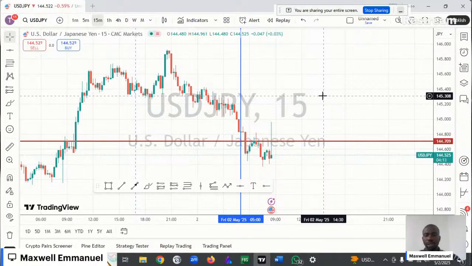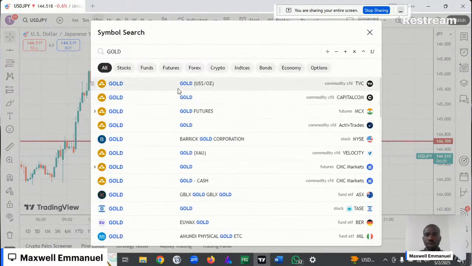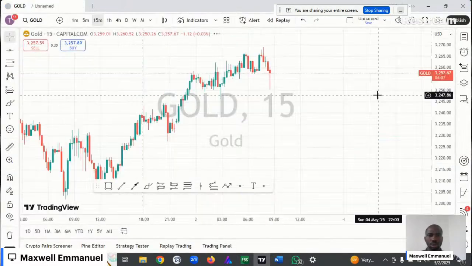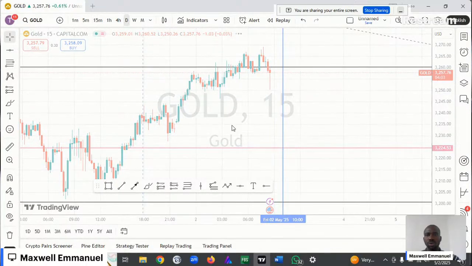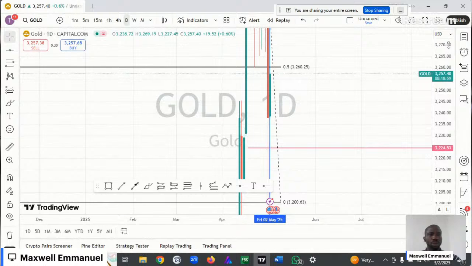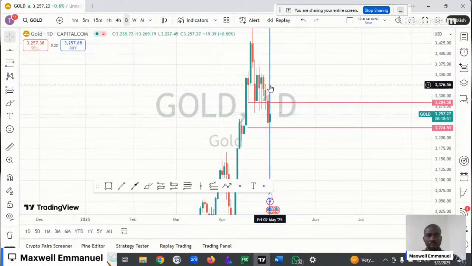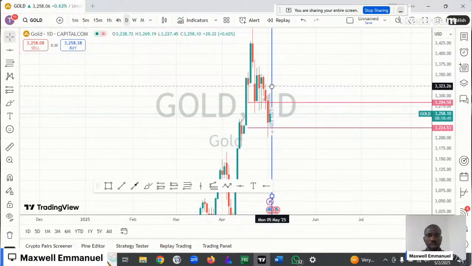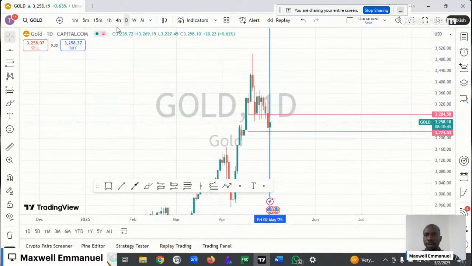Let's see gold. Gold should be bearish. Let's see the 4-hour time frame.